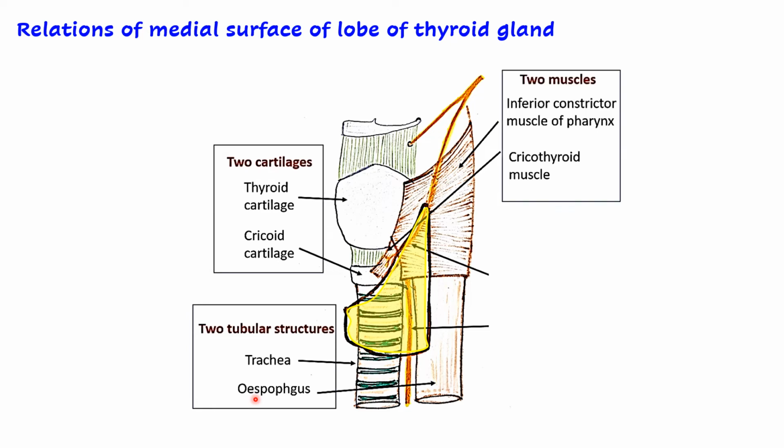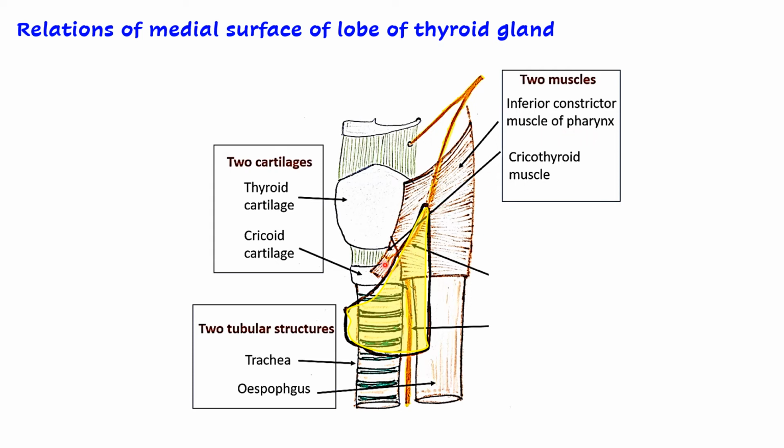Now two muscles. One muscle of the pharynx, one muscle of the larynx. This is the inferior constrictor of the pharynx, right? You have to remember, because below that it is going to become continuous with the esophagus. So it has to be the lowermost constrictor. So that is the inferior constrictor muscle of the pharynx.